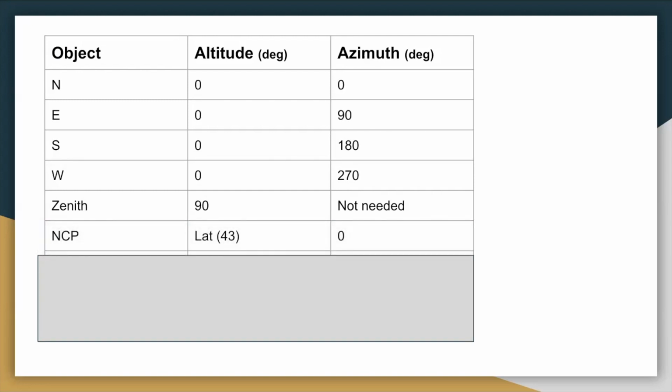The North Celestial Pole, or the NCP, has an altitude that is going to be equal to its latitude. So for us in Grand Ledge, the NCP is going to have an altitude of 43 degrees above the horizon. And it has an azimuth of 0, because if it's the North Celestial Pole, it should be due north, and north we define as 0 degrees azimuth.